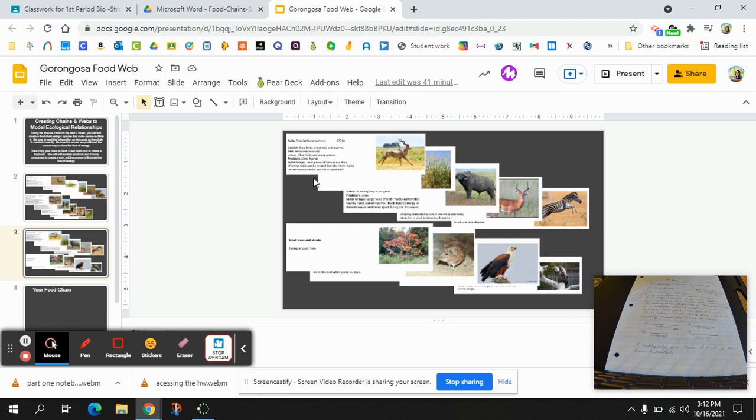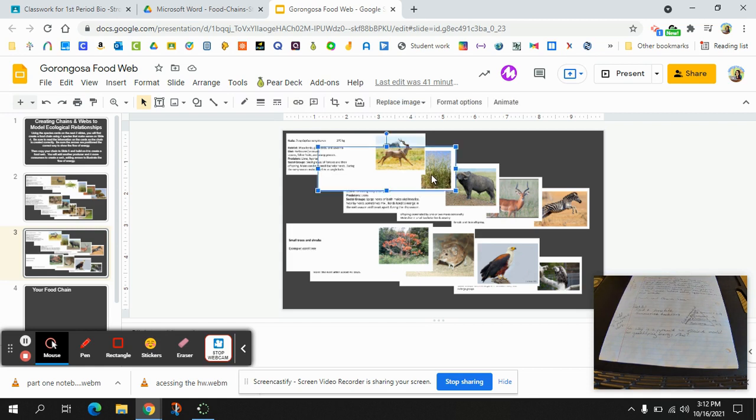Please remember that we did go over this and took some notes a couple weeks ago, so if you want to go back, there was a video in our slide deck that you could review if you have forgotten what those words mean. You will record your food chain in question 5 of your notebook paper, and you will draw out your chain. On your slide deck, you can create your chain.